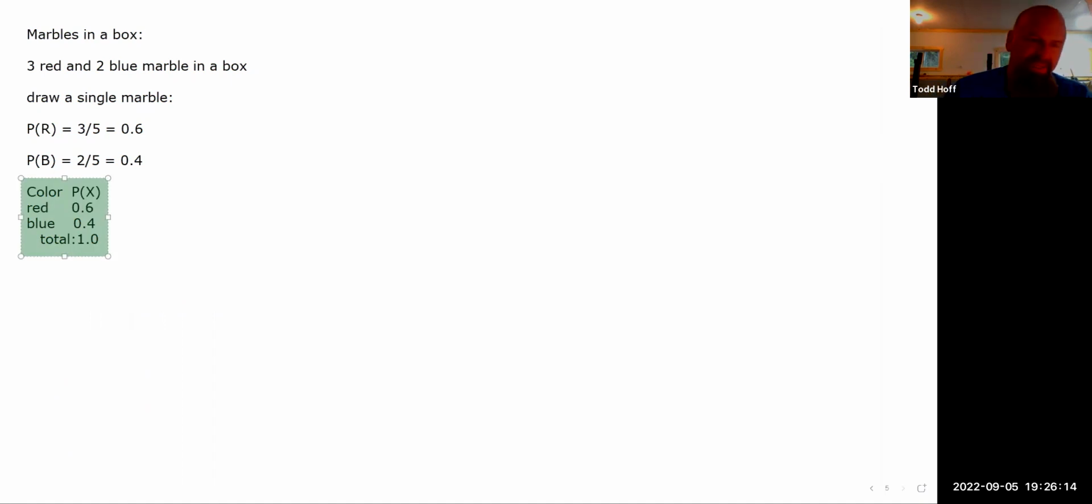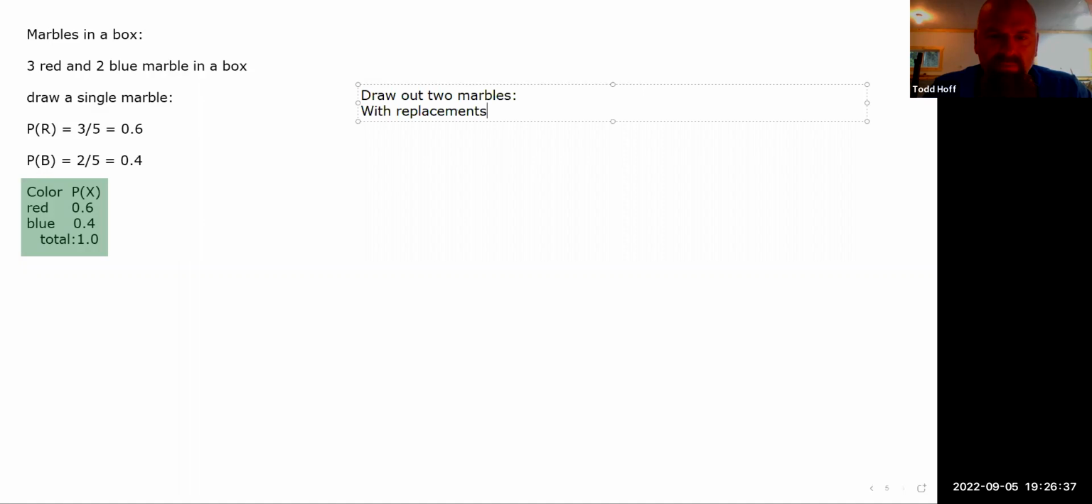Okay, good. Well, let's take a look at some compound events. Let's draw out two marbles. Now, unfortunately, saying we're drawing out two marbles is not enough to define the experiment. There are two terms we need to talk about.